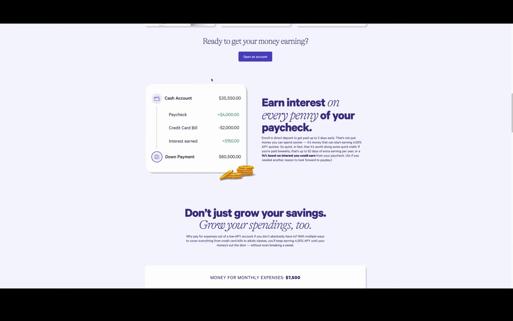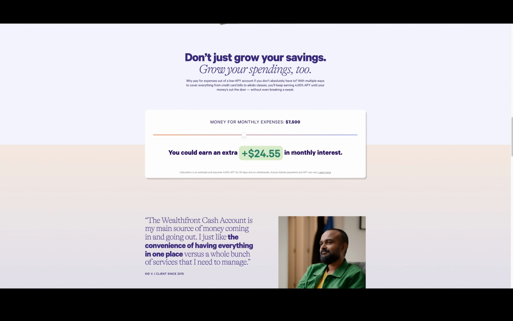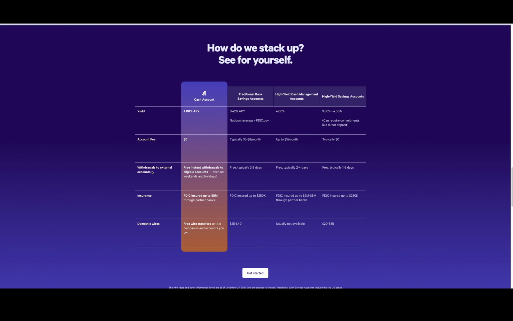You can also allocate money to different things right here, as you can see. So you can do paycheck, credit card bill, interest earned, down payment. Pretty straightforward. They give you a really cool idea of what you would be earning right here, you can just kind of play with that, right? And then scroll to the very bottom and see how they stack up and what they offer.